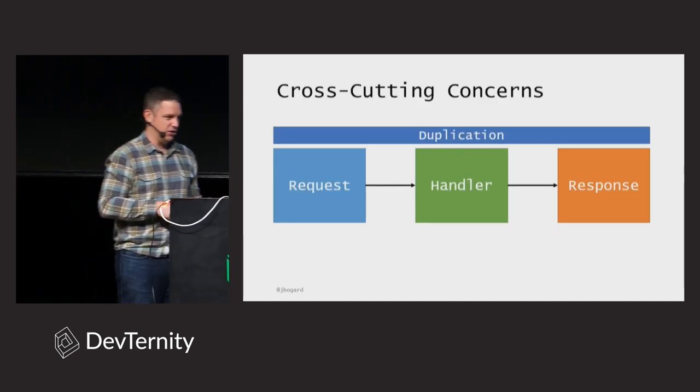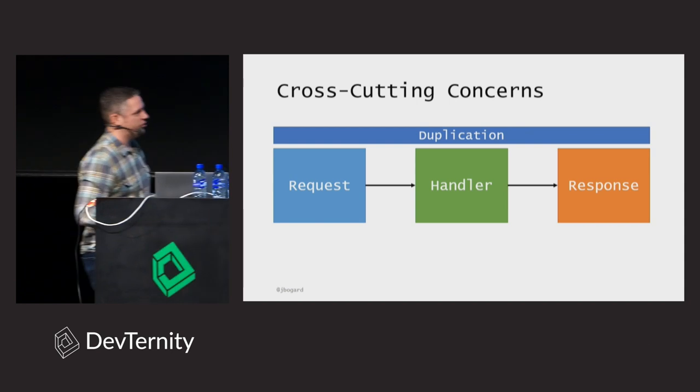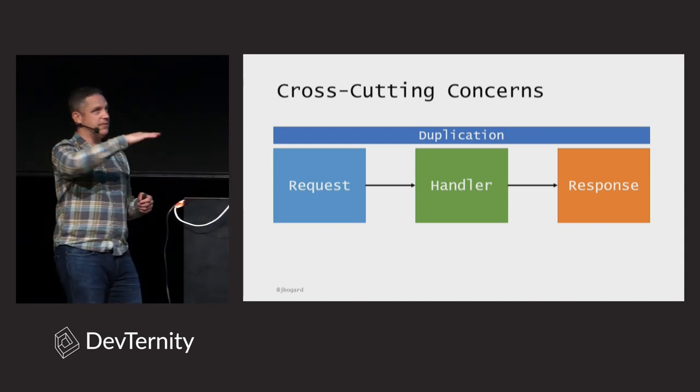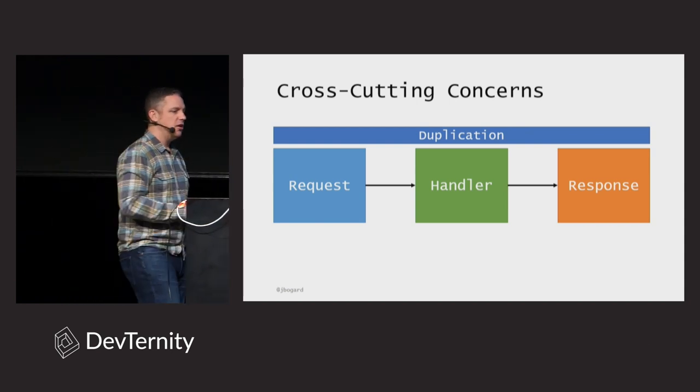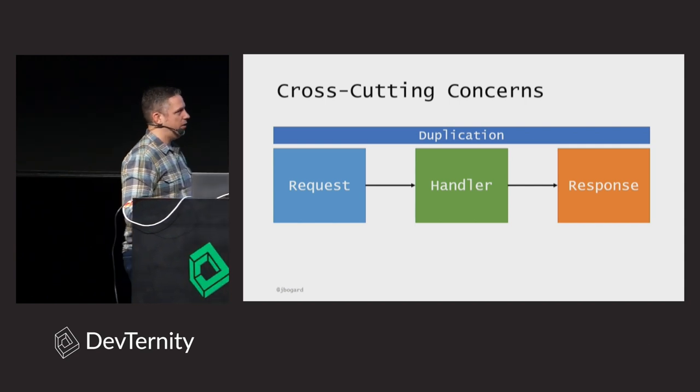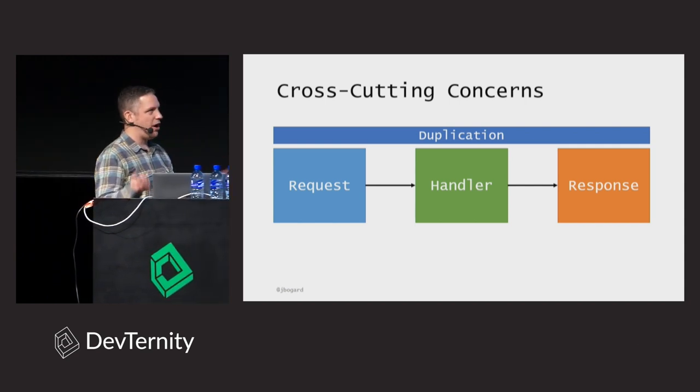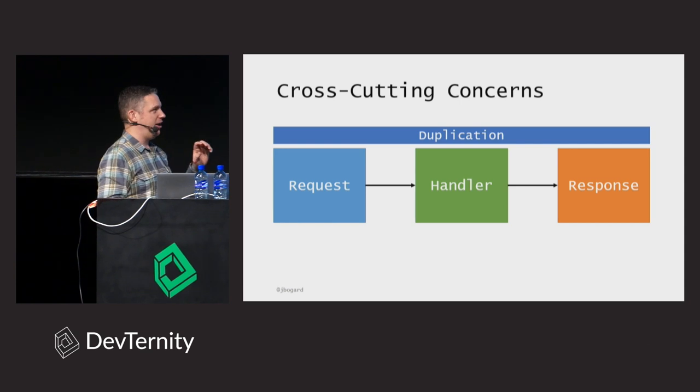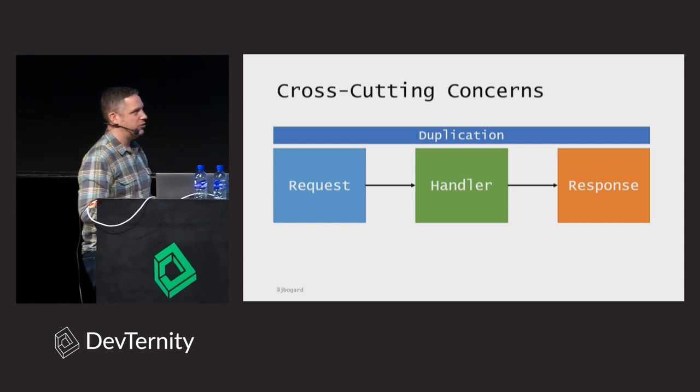Now, there may be cases where I start to have cross-cutting concerns across different requests in my application. And when we started to see this crop up more and more, what we didn't want to do was add a bunch of weird inheritance hierarchies and things like that to be able to address this.